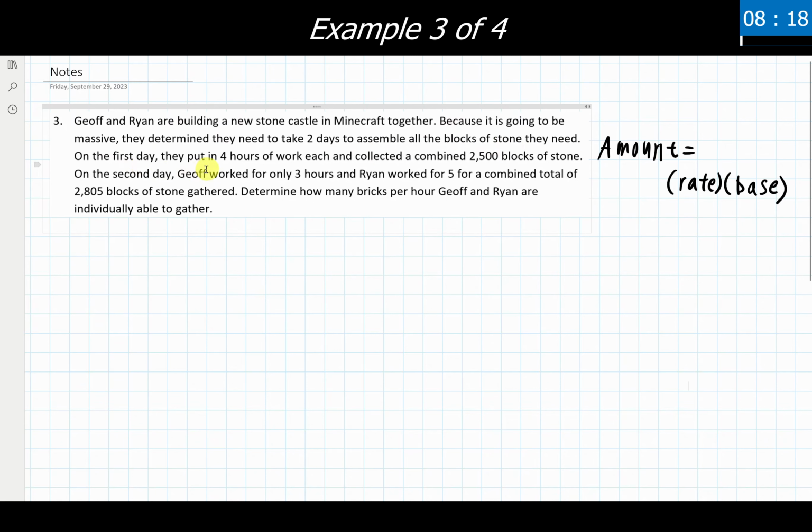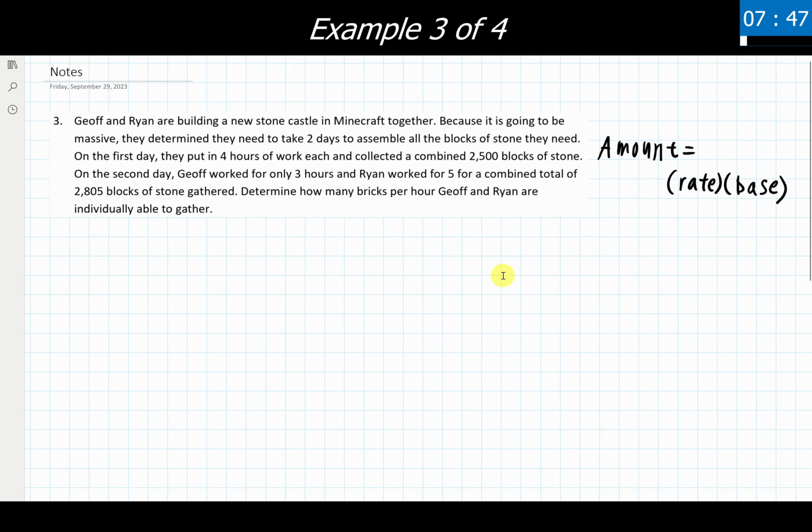On the first day, they put in 4 hours of work each and collected a combined 2,500 blocks of stone, I should say. On the second day, Jeff worked for only 3 hours and Ryan worked for 5 for a combined total of 2,805 blocks of stone gathered. I'm looking at my numbers wrong. Determine how many bricks per hour Jeff and Ryan are individually able to gather.